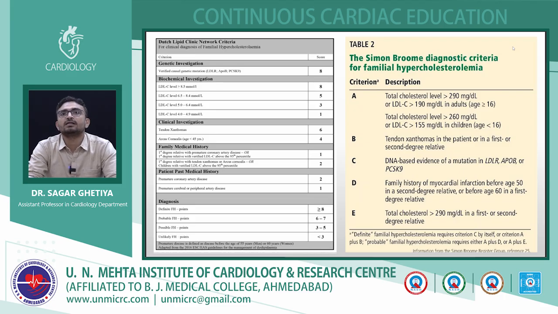In criteria C, there is DNA evidence of mutation in LDL receptor, ApoB, or PCSK9. In criteria D, there is a family history of myocardial infarction at a premature age. In criteria E, there is a total cholesterol level more than 290 in a first or second degree relative.